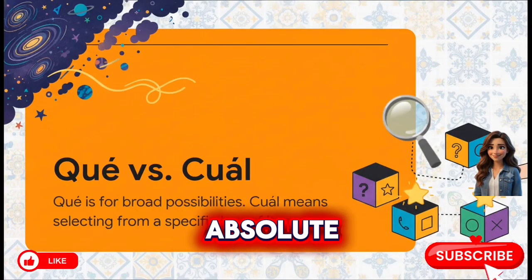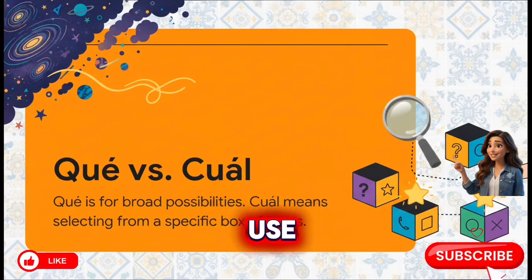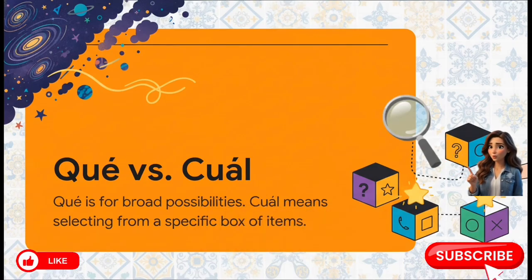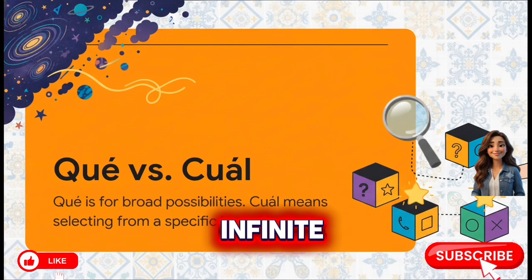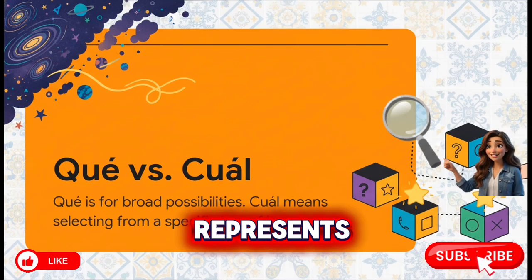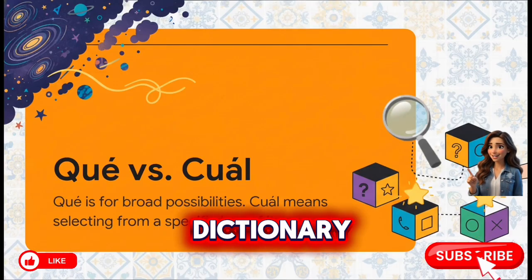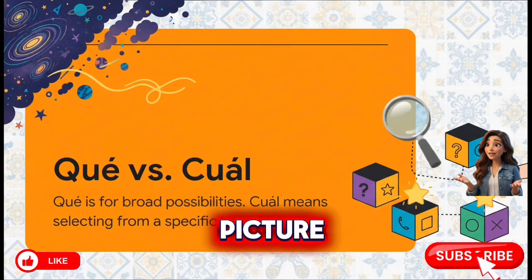The absolute most crucial point here is how we mentally picture these two words. I really want you to use this simple little memory aid. Whenever you think of qué, picture an infinite universe. It is incredibly broad. It represents endless possibilities, like you're asking for general information or a literal dictionary definition. It's the big picture.